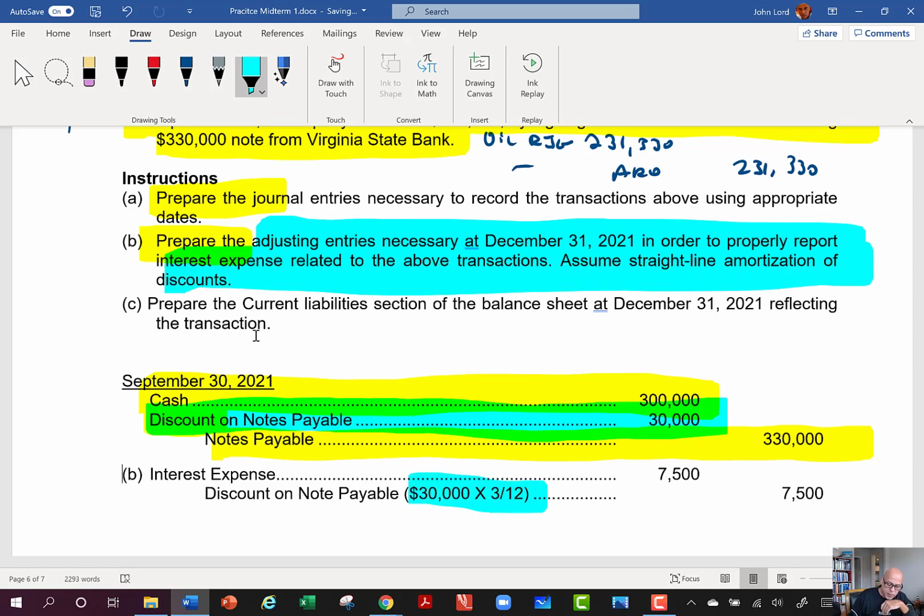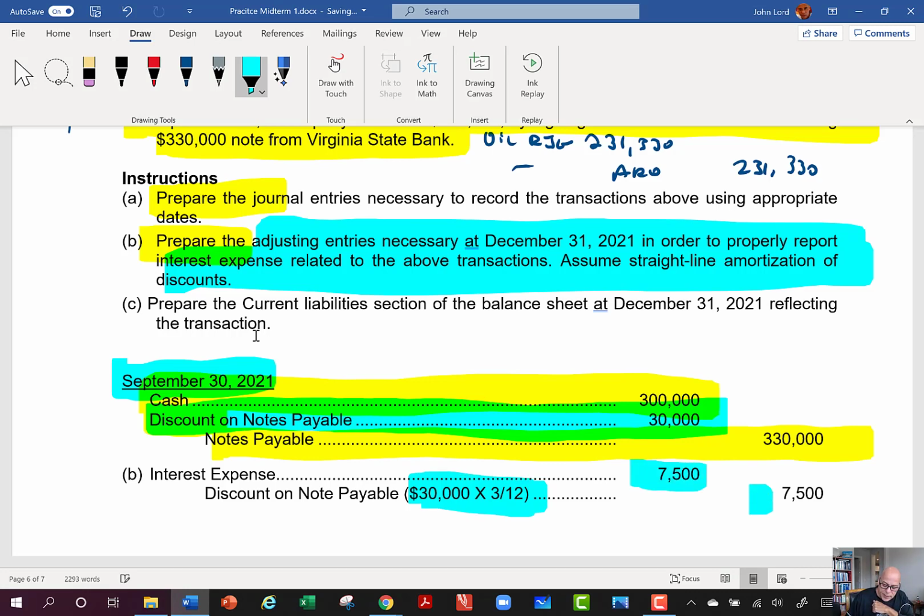We have to amortize some of that discount. Since they borrowed the money on, we'll just say, September 30th, it's all of October, all of November, all of December, so we have to accrue 3 months of interest. The interest is based on the fact that we're going to have to pay them back $330,000. We only got $300,000. You pay somebody $330,000 back. That $30,000 difference is the interest.